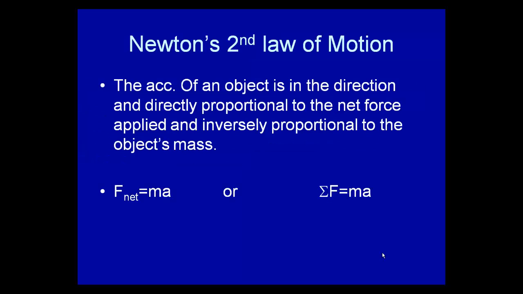Now, Newton's second law simply says the acceleration of an object is in the direction of and directly proportional to the net force applied and inversely proportional to the object's mass. Newton actually wrote the equation as acceleration is equal to net force divided by mass. We tend to write it as a linear equation: force net is equal to mass times acceleration, but it's the same equation.